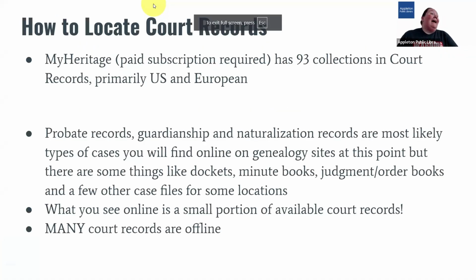There's also a site called MyHeritage. That's another one that requires a paid subscription, but they have 93 different collections in court records. It's primarily going to be stuff from the United States and from European countries. I don't have a MyHeritage, so I can't show you that, unfortunately, but if that's something you wanted to look into, if you think they might be available on there, you can go ahead and explore.